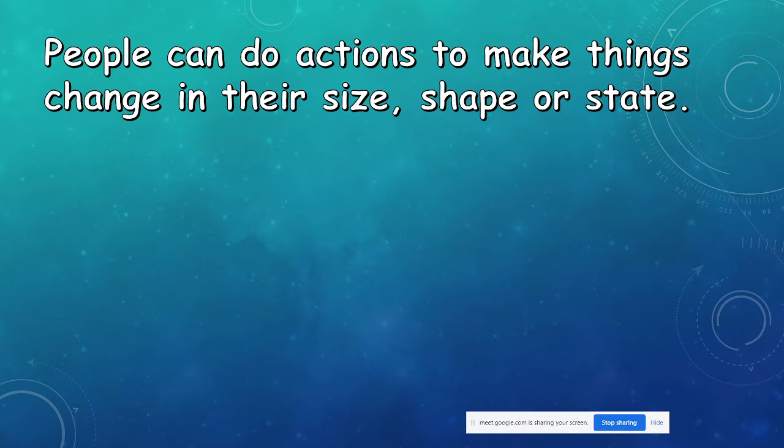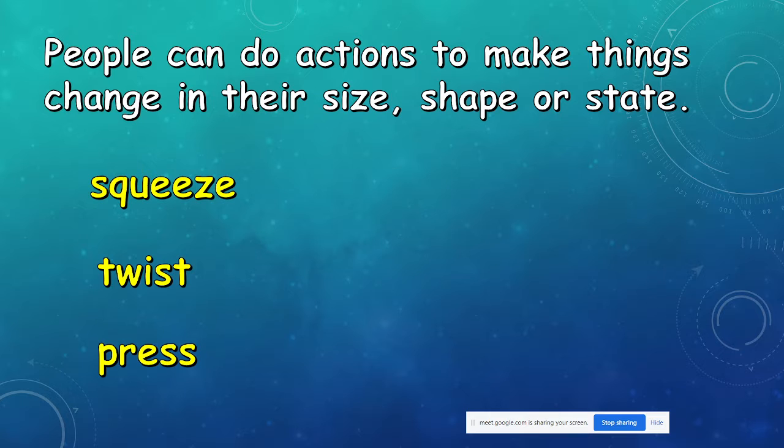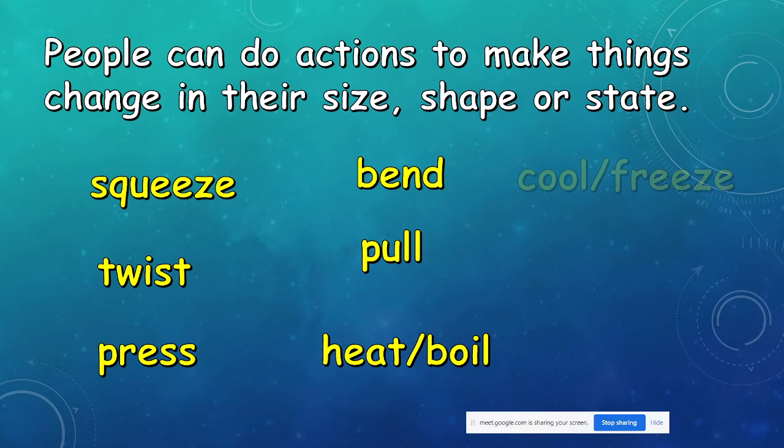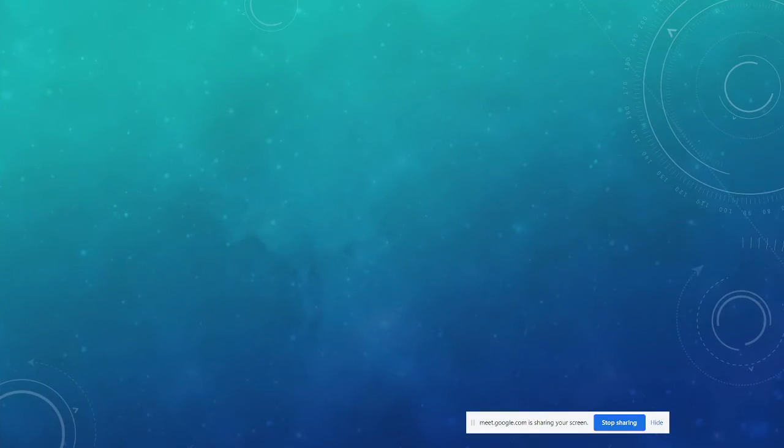People can do actions to make things change in their size, shape, or state. When you say state, from solid, it can go to liquid, or from liquid, it can go to gas. From gas, it can turn into liquid. Okay, now people can squeeze, twist, press, bend, pull, heat or boil, cool or freeze.